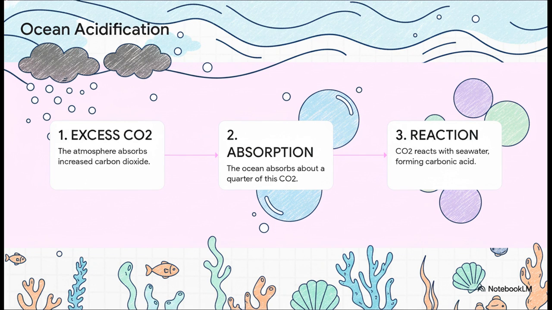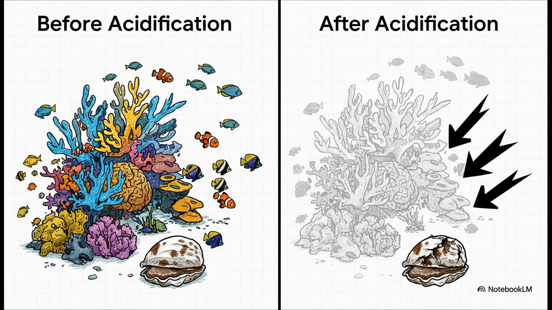First, there's way too much CO2 in the air. Second, the ocean absorbs a massive amount of it, about a quarter of it. And third, that dissolved CO2 reacts with the seawater to form carbonic acid, which slowly but surely makes the entire ocean more acidic.